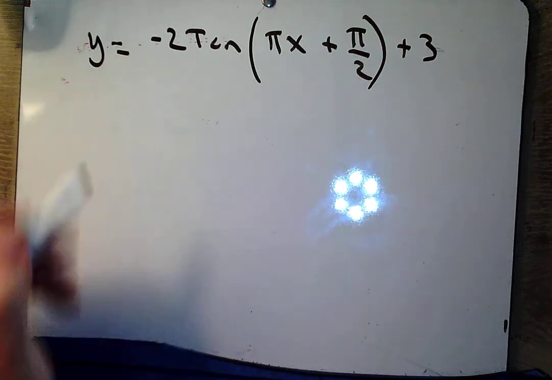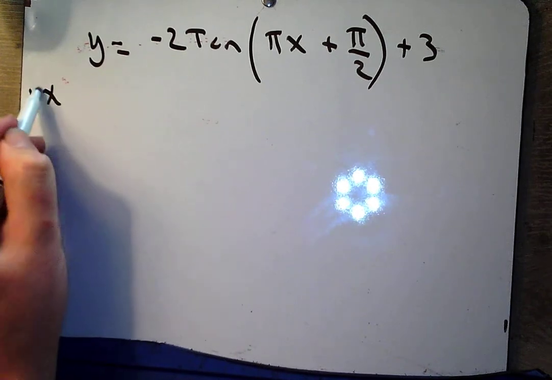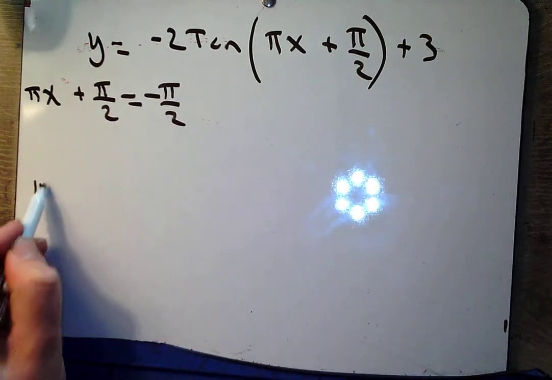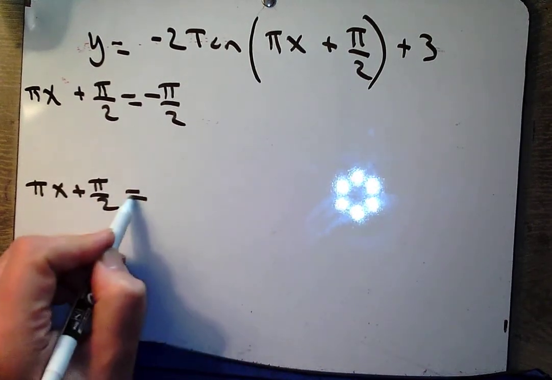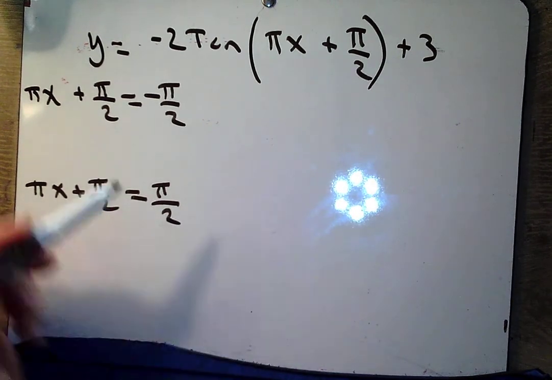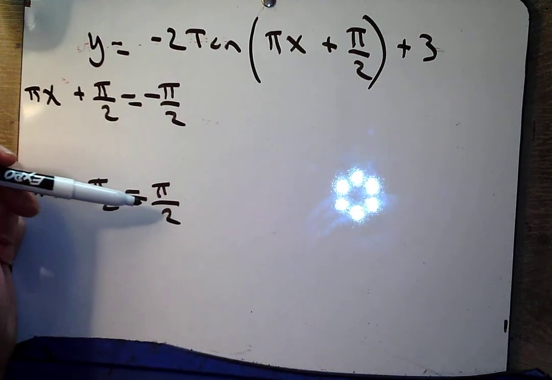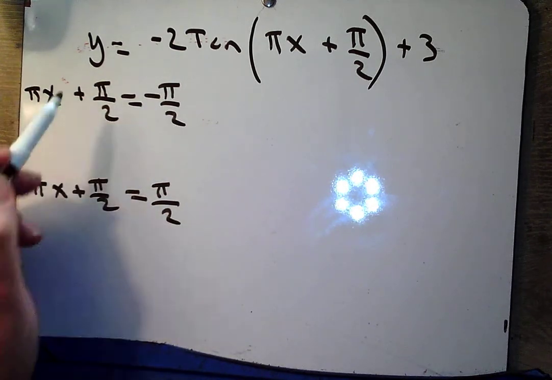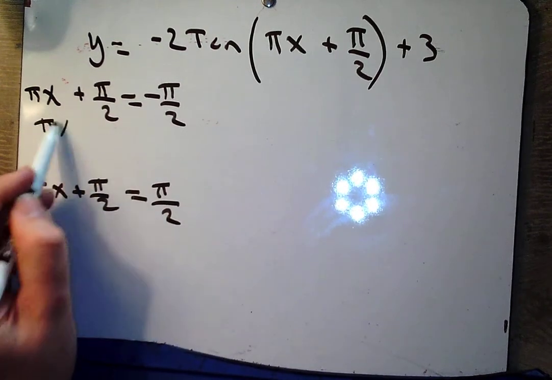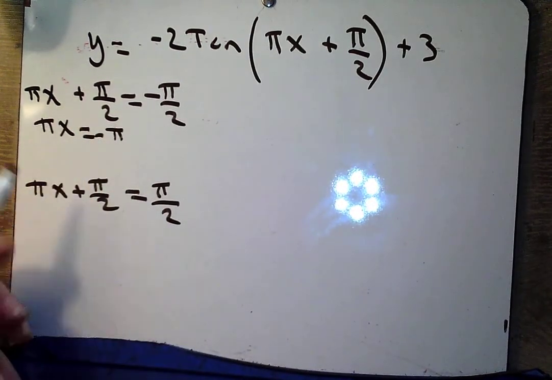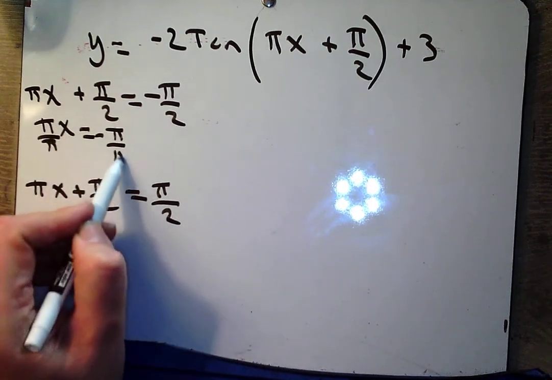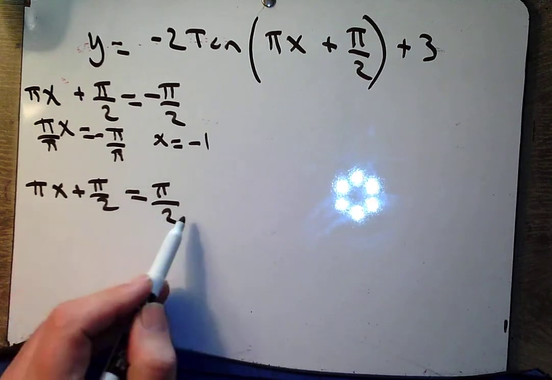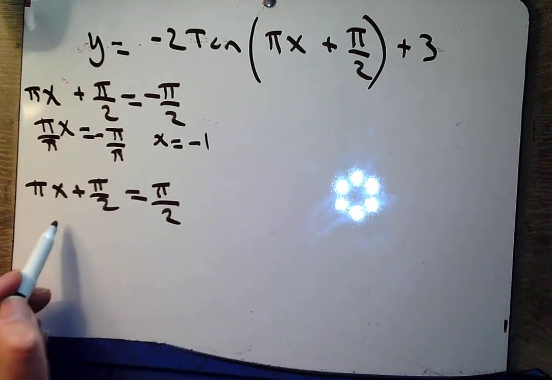Hey, welcome back, everyone. So we've got pi x plus pi over 2 equals negative pi over 2, and pi x plus pi over 2 equals positive pi over 2. Remember, not 0 and 2 pi like sine, cosine, secant, and cosecant, but negative pi over 2 and positive pi over 2. If I subtract pi over 2 from both sides, I have pi x equals negative pi, and if I divide both sides by pi, I get x equals negative 1. When I subtract pi over 2 from pi over 2, I get 0.